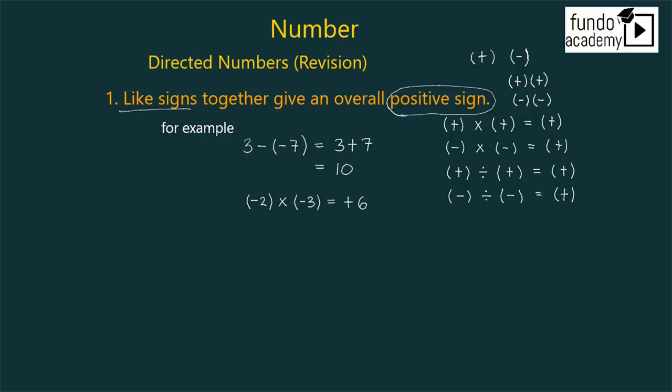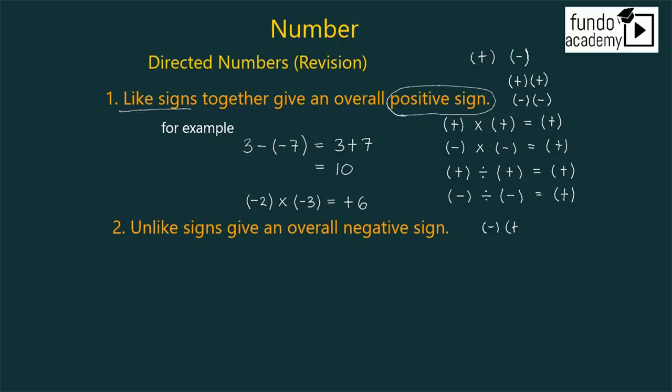Alright, so let's look at the second thing here. Unlike signs give an overall negative sign. So when you have two unlike signs, we're talking about a negative and a positive, or a positive and a negative. This will give you an overall negative sign. So that's very, very important for you to know. Okay, let's have an example.